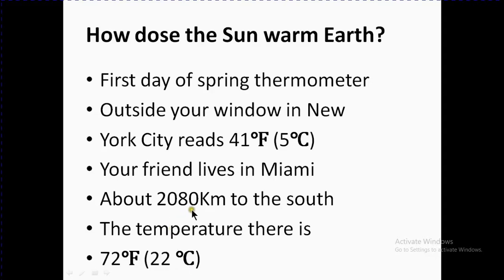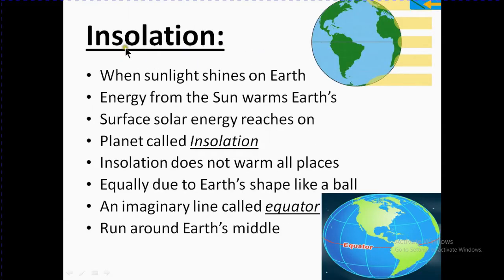So you can see that on the same day, the temperature in New York City and in Miami is different. It's a huge difference, but they are on the same day. So why did this happen? Before we understand this question, let's learn about insolation. When sunlight shines on Earth, for example, these are the sun rays, they are coming and they fall on the Earth. You can see here the different angles they form.